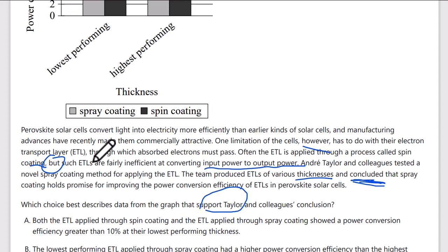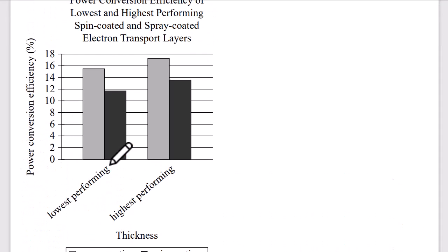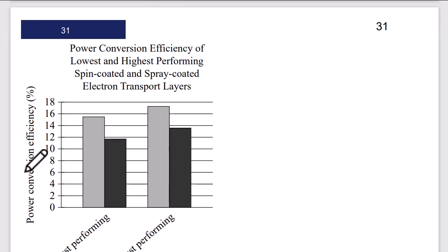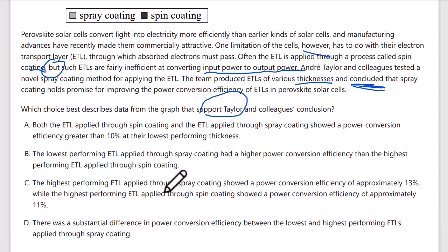Okay, so what do we want? We want to show that spray coating, not spin coating, improved the efficiency. So what is our lead? Spray coating is the light bar, spin coating is the dark bar. We have a chart of power conversion efficiency. So my light bars should be higher. They're higher for the lowest performing and the highest performing. So regardless of what kind of original performance it was, the spray coating is better. So I think that's going to be our idea of just that.